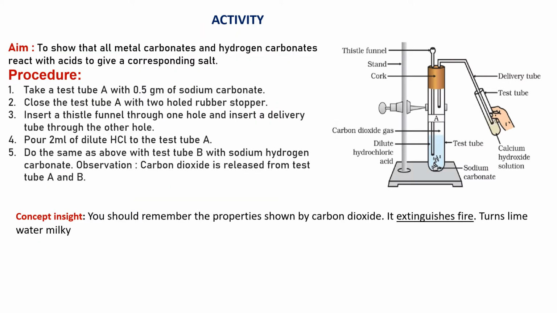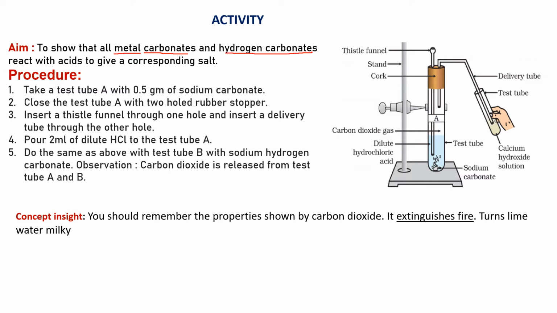Now coming to an activity. Let's see what the aim of the activity is. It is to show that all metal carbonates and hydrogen carbonates, the short form being bicarbonate, react with acids. Hydrogen carbonate and bicarbonate are one and the same thing. Can you name one or two metal carbonates? Calcium carbonate and sodium carbonate are examples of metal carbonate, and sodium bicarbonate is an example of hydrogen carbonate.